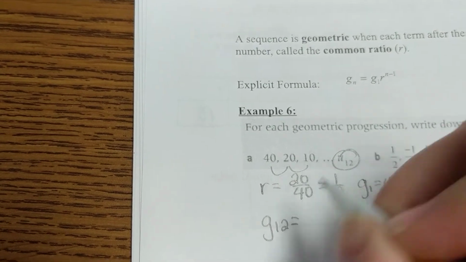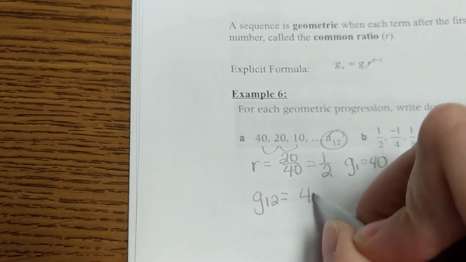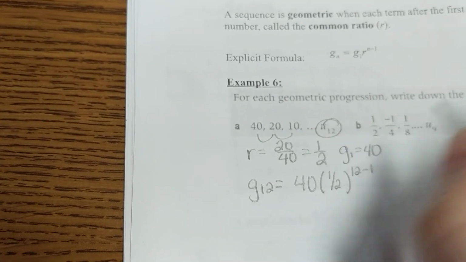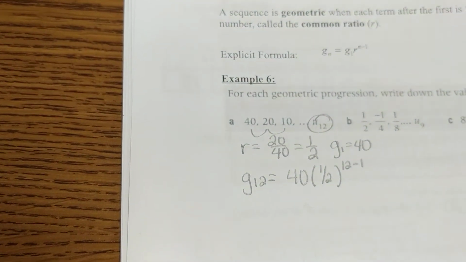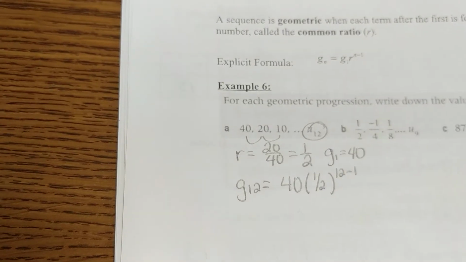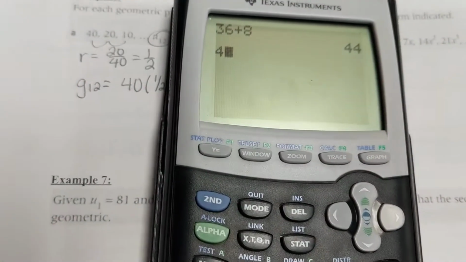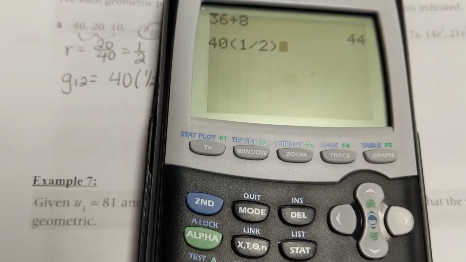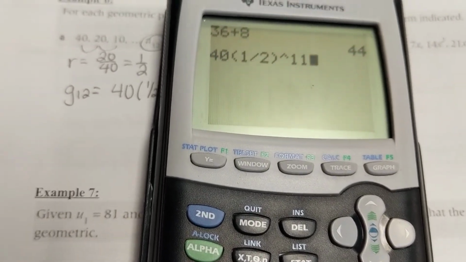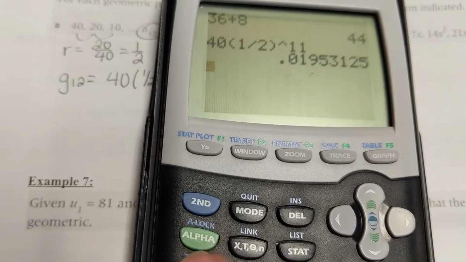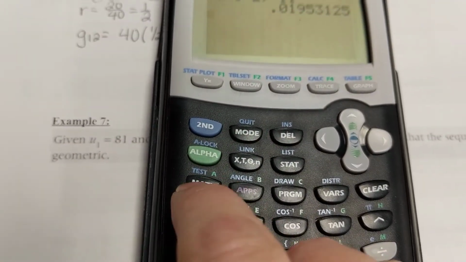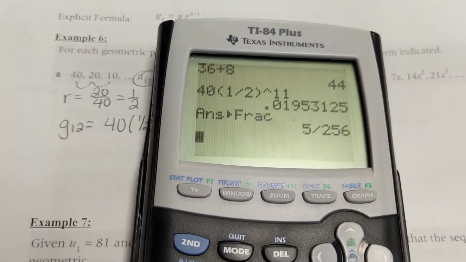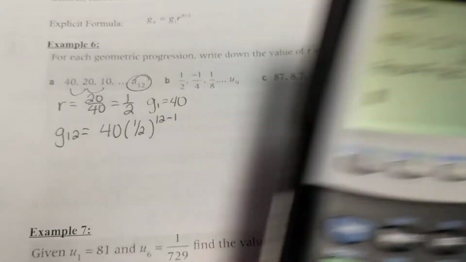g sub 12, I use the first term times 1/2 to the 12 minus 1. Now on your calculator, you can just put it all right in there, 1/2 to the 11th power. And I would use the math fraction button, so hit the math button and then frac and convert it to a fraction. So 5/256.